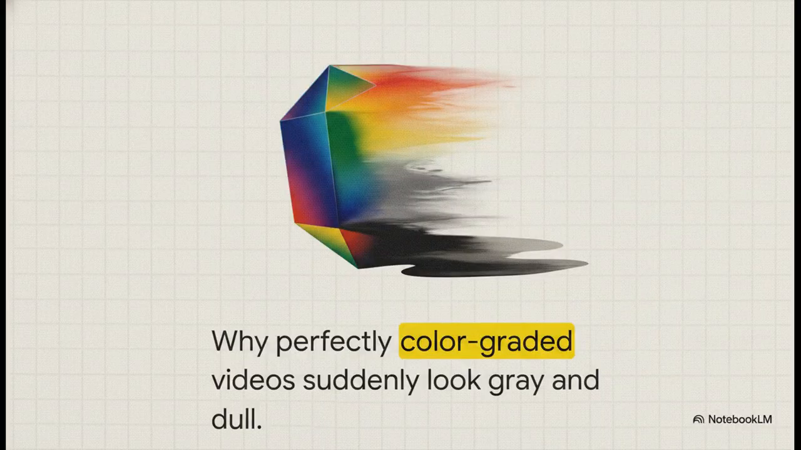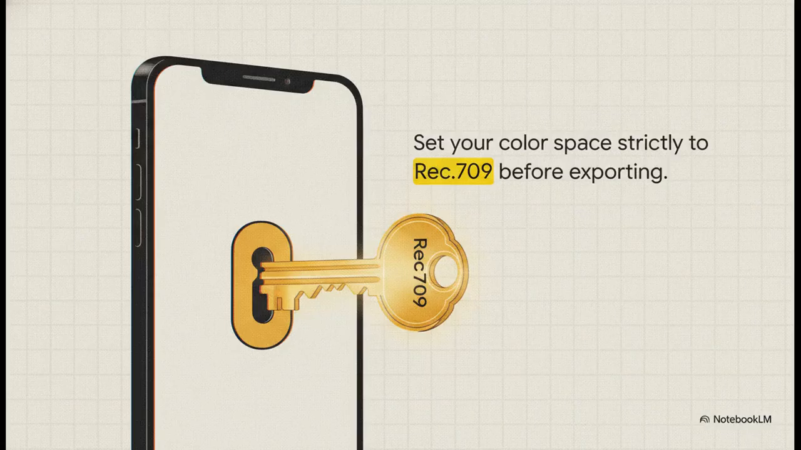Okay, finally, let's talk about color space and solve the mystery of what we call the HDR washout effect. You know what I'm talking about? Have you ever wondered why your perfectly color-graded videos suddenly look super gray and dull the second they go live online? The solution here is actually surprisingly simple. Your absolute best practice is to make sure your video's color space is set strictly to Rec 709 before you hit export. That is the standard color space that the vast majority of mobile devices and platforms are looking for.